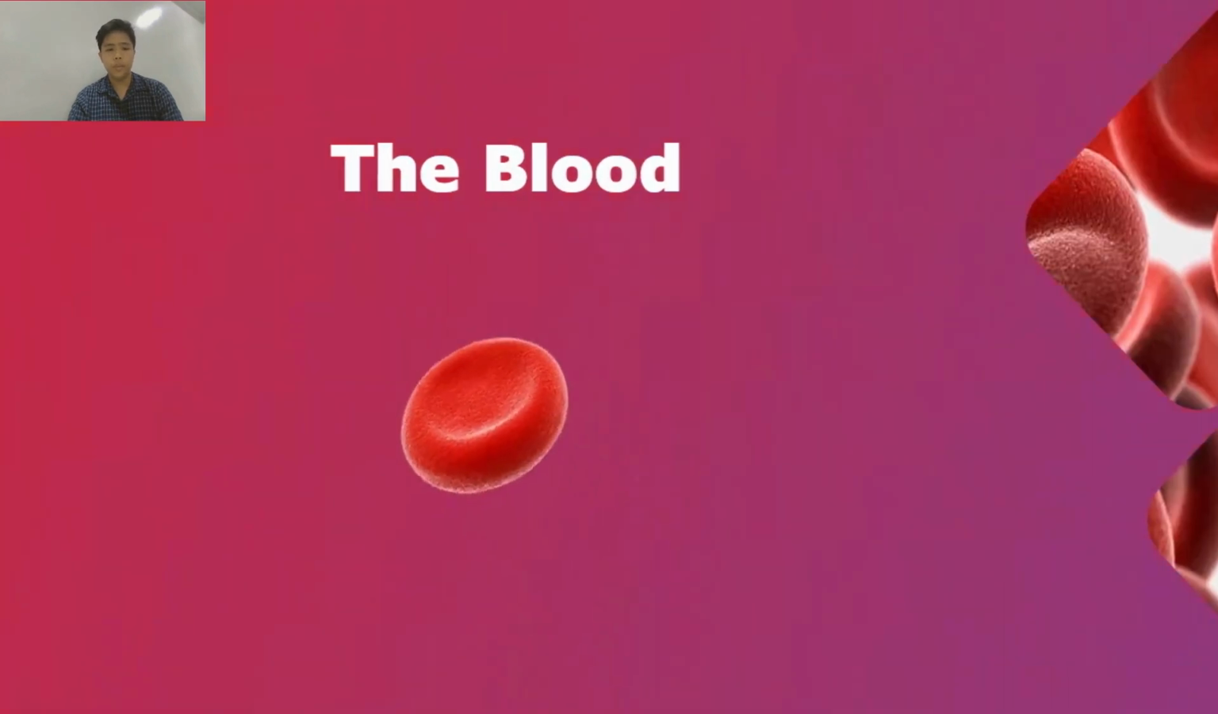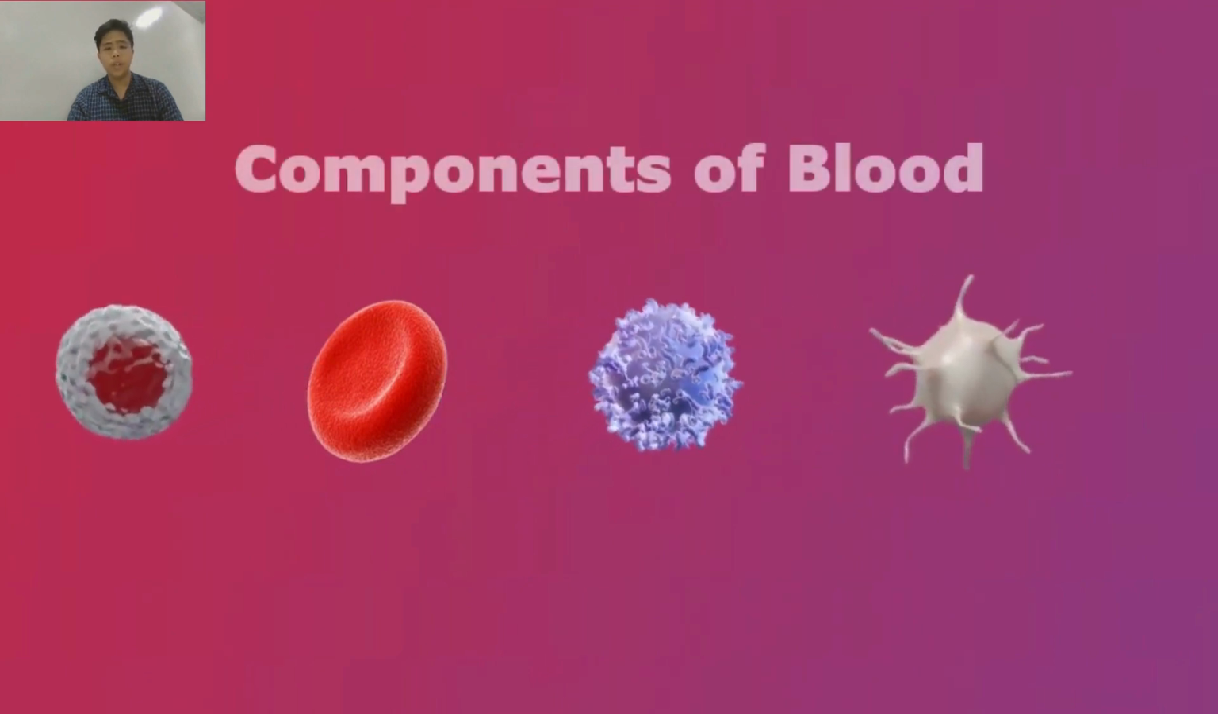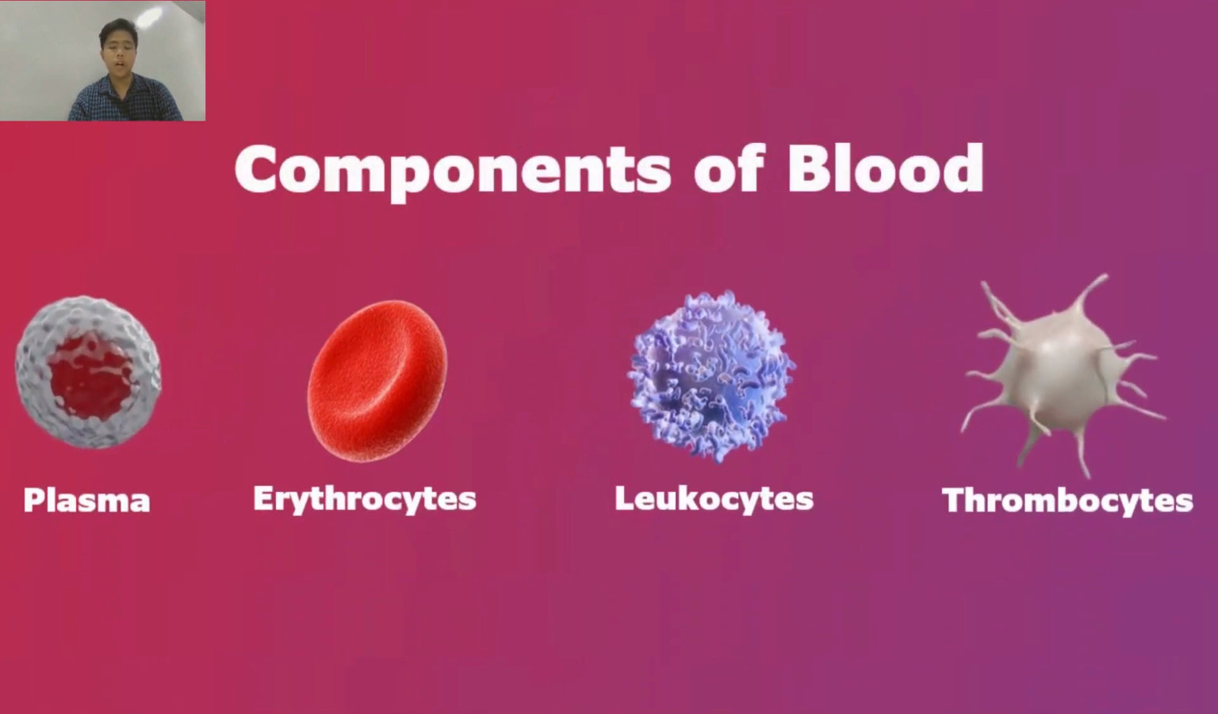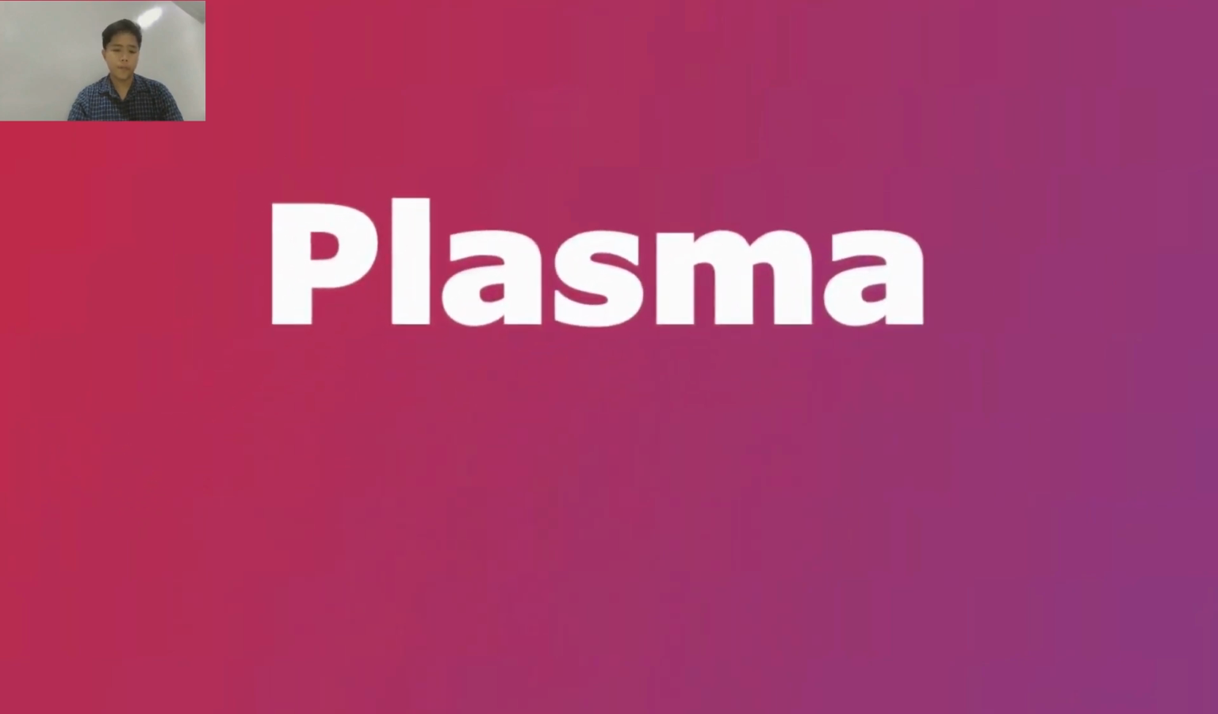So for the blood, there are four components that are in it. These are plasma, erythrocytes or RBCs, leukocytes or WBCs, and thrombocytes or PLTs. Let's discuss each one of them, starting with plasma.